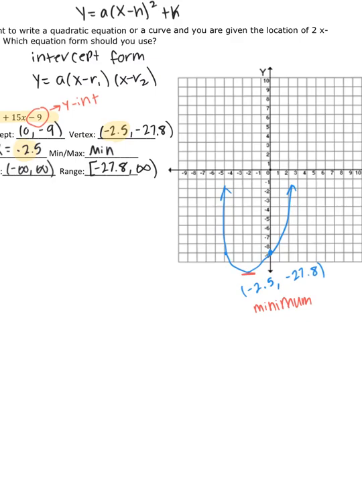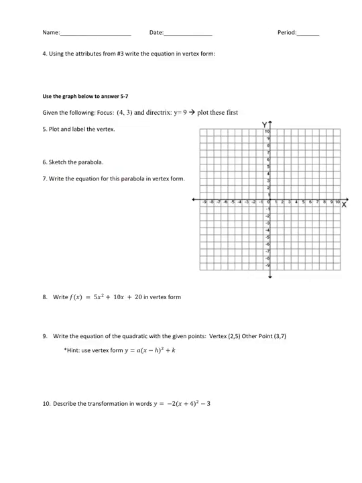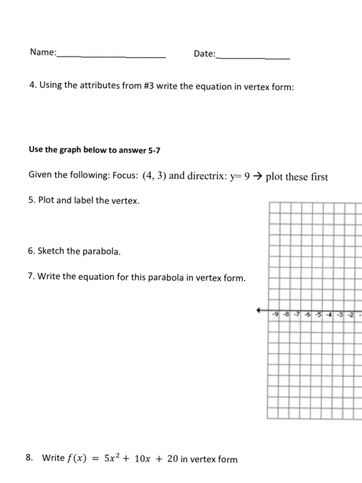If you look back at the equation, this number in the front, that is your a value. So you don't have to solve for that or anything on this. The next question wants you to use that information to write the equation in vertex form. So just a quick refresher, this is what vertex form looks like. And your h, k is your vertex, and that was at -2.5, -27.8. So we are going to be substituting a, h, and k.